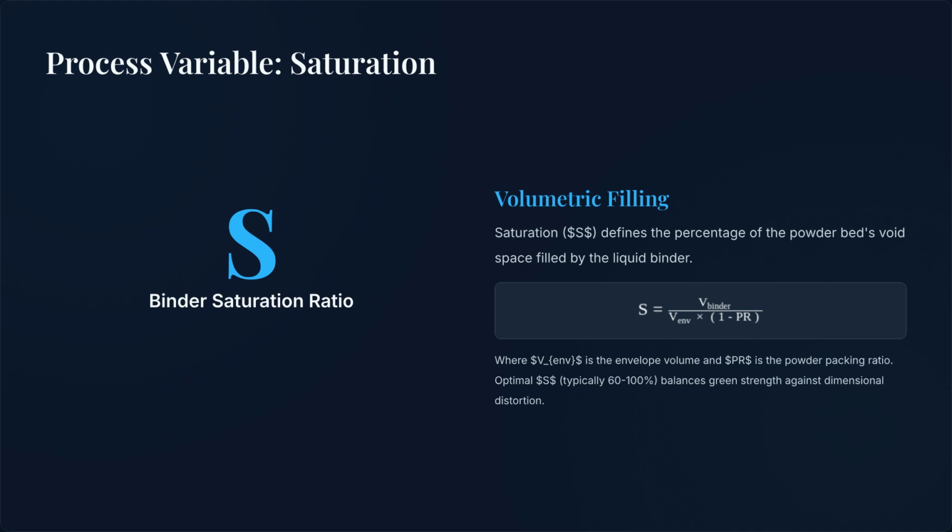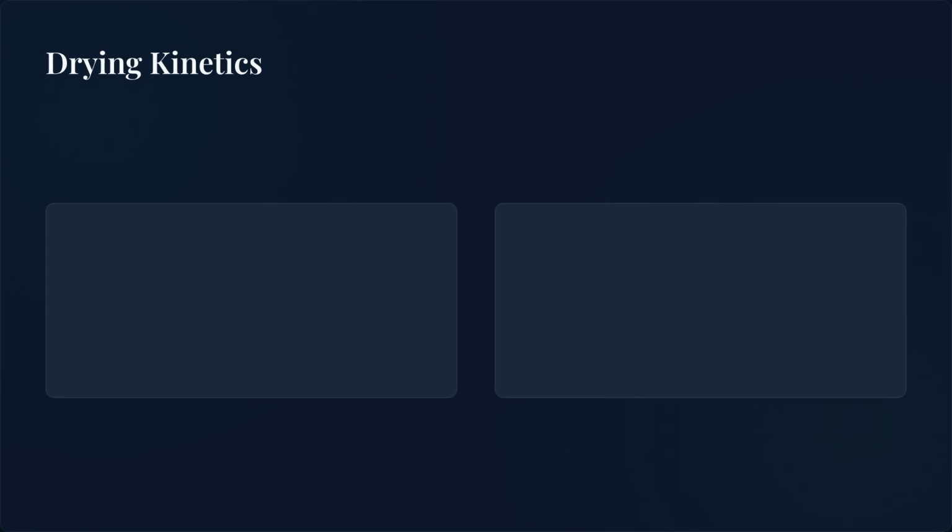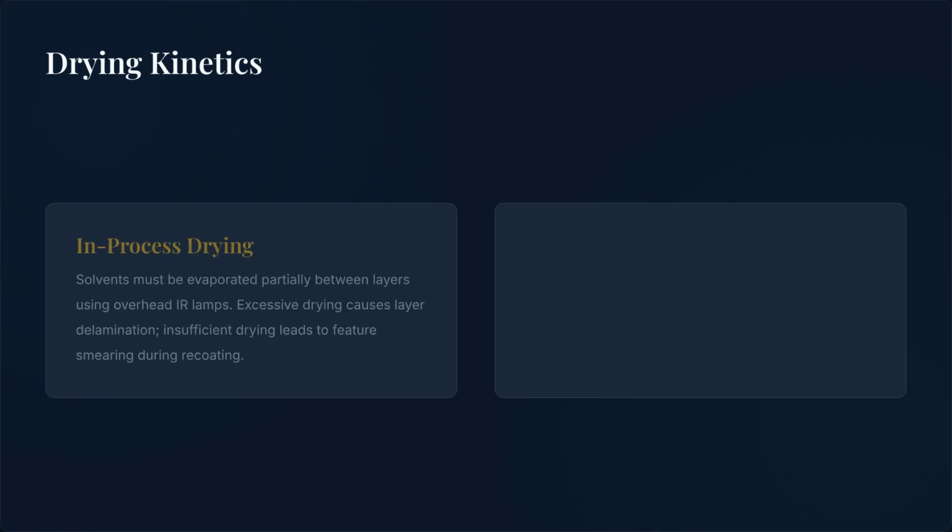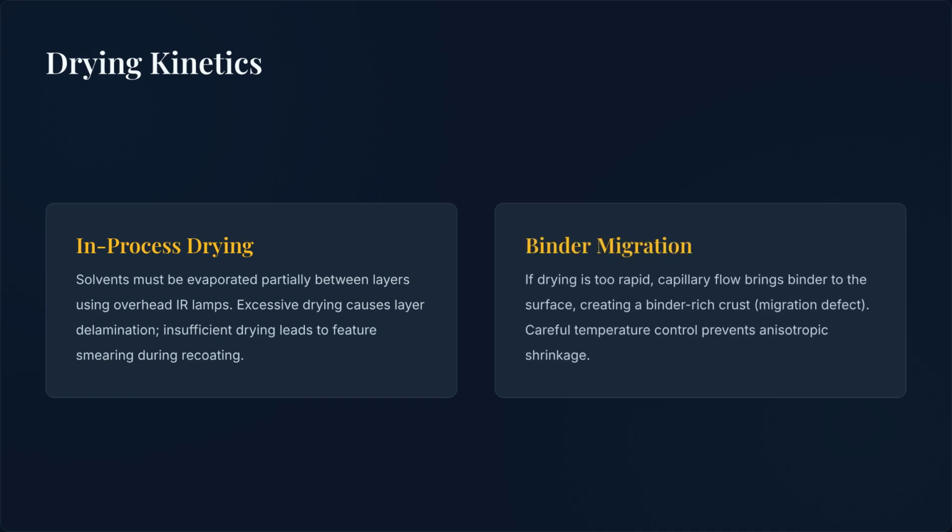Binder saturation, or the percentage of void space filled, is a critical process variable. Optimal saturation balances the need for green strength against the risk of dimensional distortion. Drying kinetics must be carefully controlled. In-process drying prevents feature smearing, while preventing excessive drying avoids binder migration, which can lead to anisotropic shrinkage.